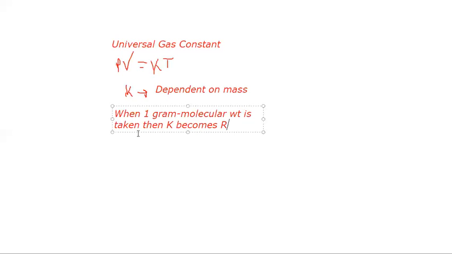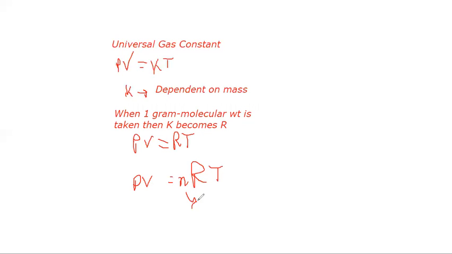So now this equation becomes PV equals RT. And if you are taking n gram molecules of any gas, then the more generalized equation becomes PV equals nRT, where n is the number of gram moles, the amount of gas. For example, 3, 4, 5, 6, any number of gram molecules.